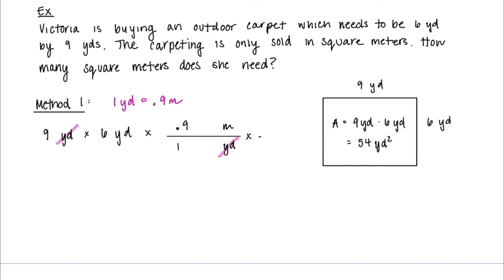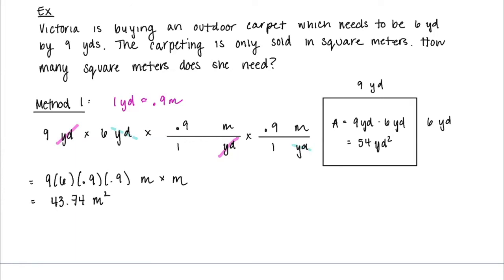But I really got to do it again to make this other one disappear. So this yards will cancel with this one. But again, I'm going to put the same conversion rate. Okay. So what that gives us then is a 9, a 6, a 0.9, a 0.9, and our units are meters times meters. So if you do that multiplication out, it's 43.74 meters squared. So that's how much carpet she would need in meters squared.